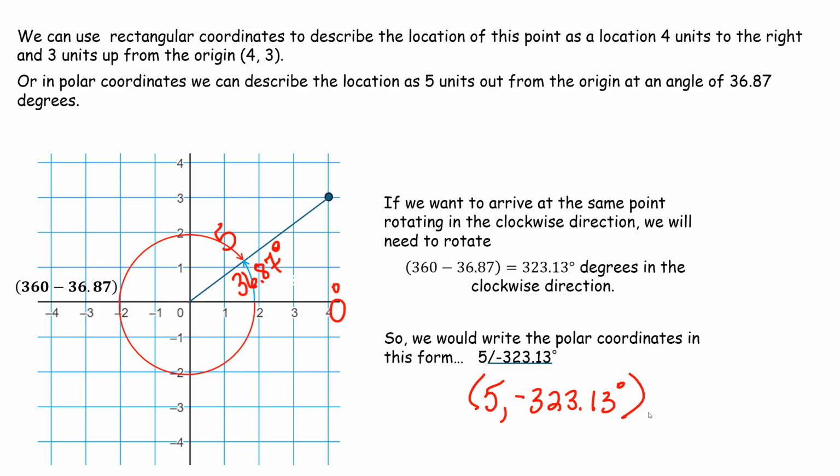323.13 degrees in parentheses. And please try to remember that notation is super important in math. It matters whether there's a degree sign. It matters whether there are parentheses. It matters whether there's a comma. All those things matter. So please be very careful when you're writing notation to include all the necessary pieces of that.